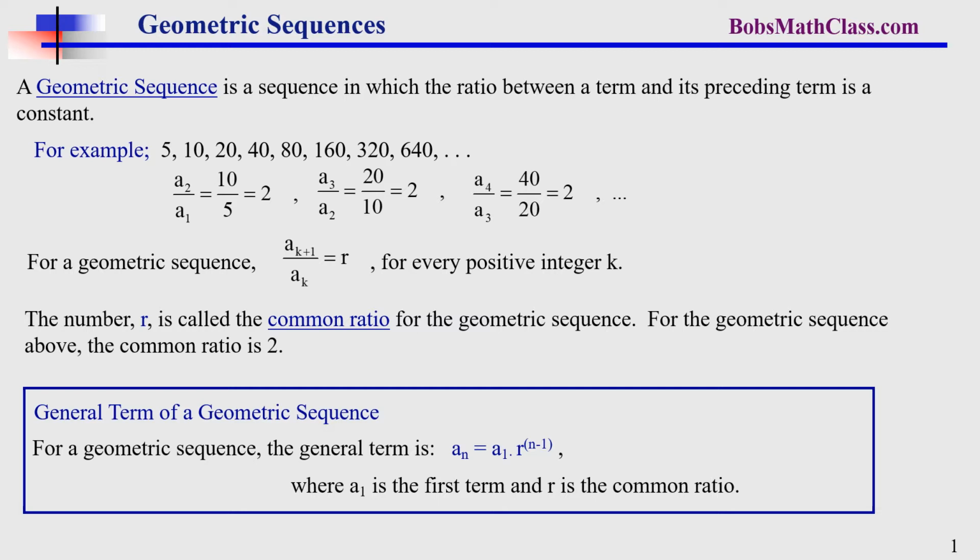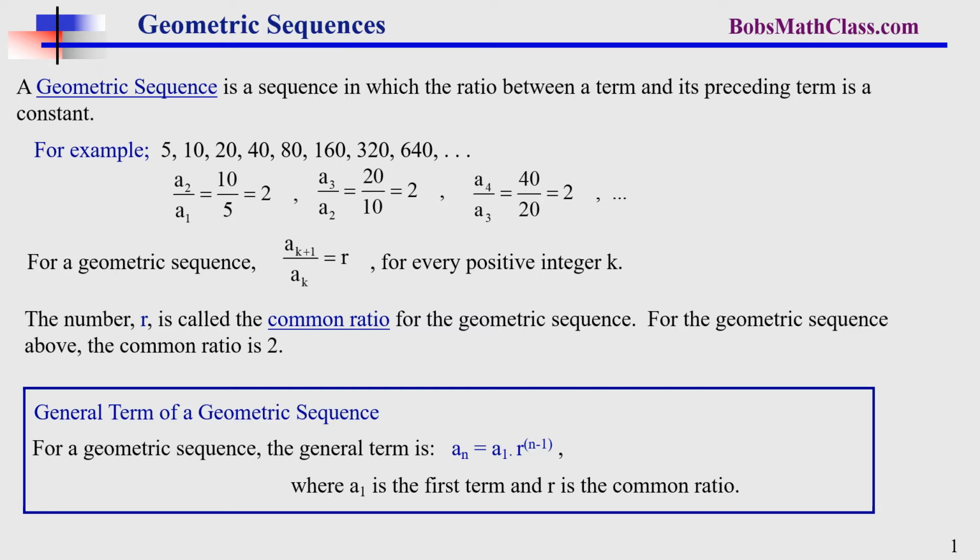So here's an example. 5, 10, 20, 40. What number do you multiply by to get to the next term? Yes, 2. Or if you take any term and divide it by its previous term, you should get 2. 10 divided by 5 is 2. 20 divided by 10 is 2, etc.